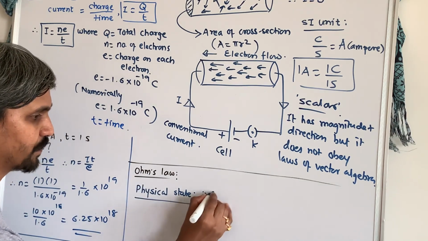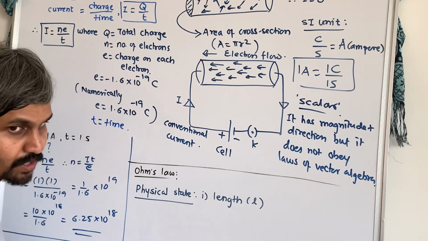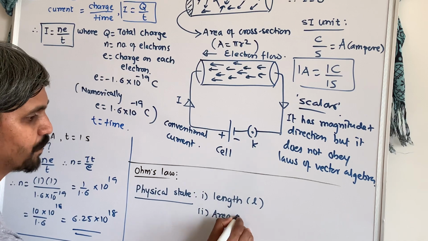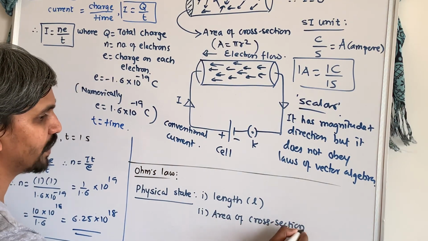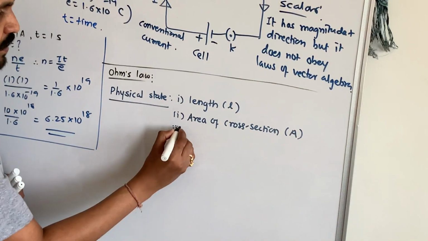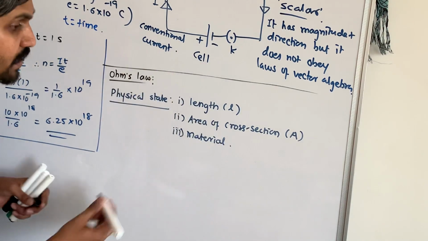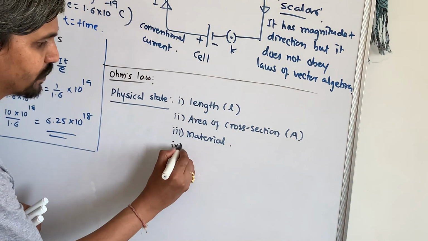First factor is the length of the conductor. Second factor is the area of cross section A. Third is material. Which material am I selecting, whether it is copper, aluminum or silver. This is the physical state. And the fourth part is the temperature.